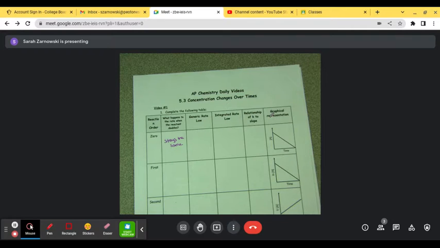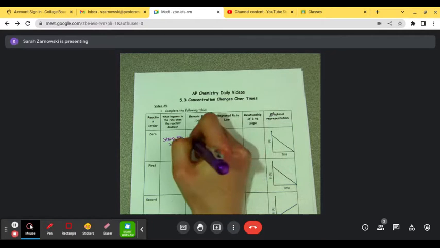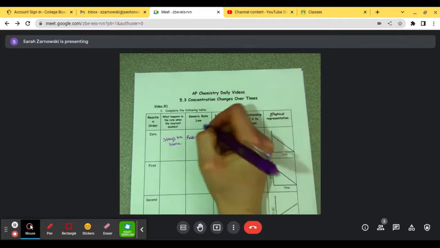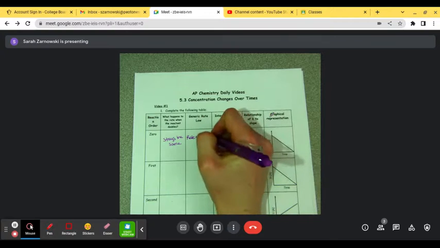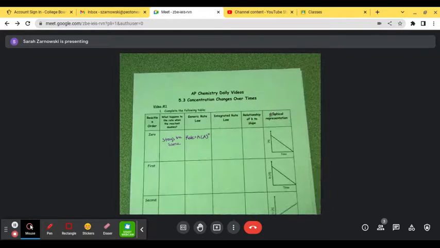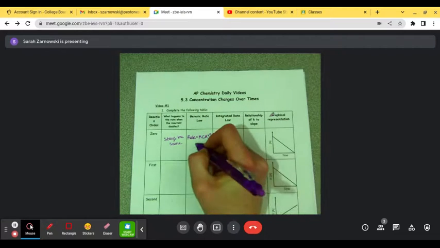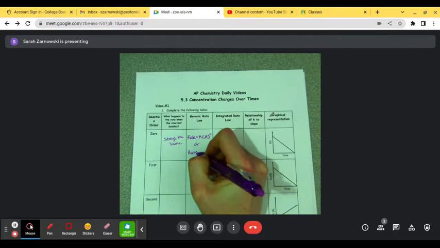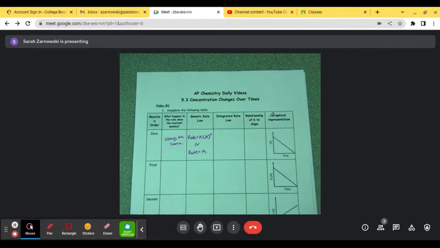Then it has a rate law. So if we are talking about a zero order, the reaction is going to be rate equals k. And then let's say A is our reactant, and since it's zero order, it's going to be to the zero power. Well, anything to the zero power is 1. So you can also see it as rate equals k, because A to the 0 is 1, so 1 times k will just be k.